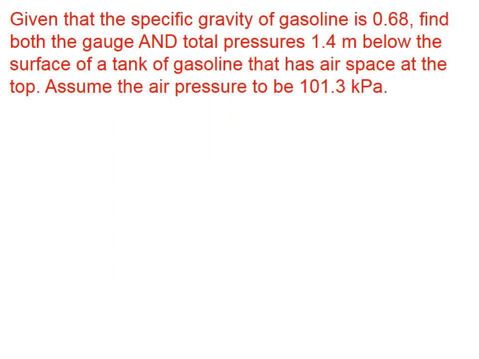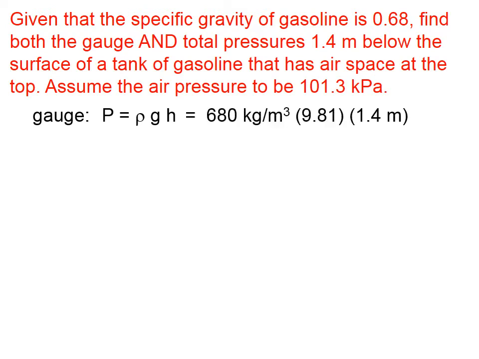Let's do a problem. Given that the specific gravity of gasoline is 0.68, find both the gauge and total pressures 1.4 meters below the surface of a tank of gasoline that has airspace at the top. Assume the air pressure to be 101.3 kilopascals. Let's find the gauge pressure first, rho GH. The specific gravity is 0.68.